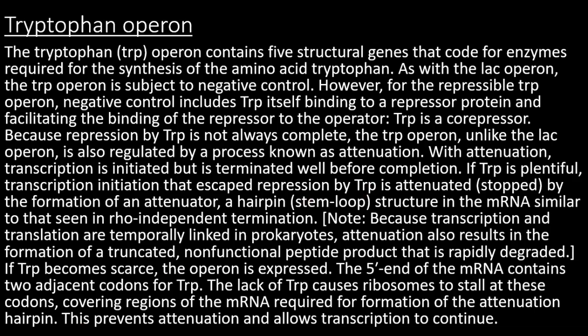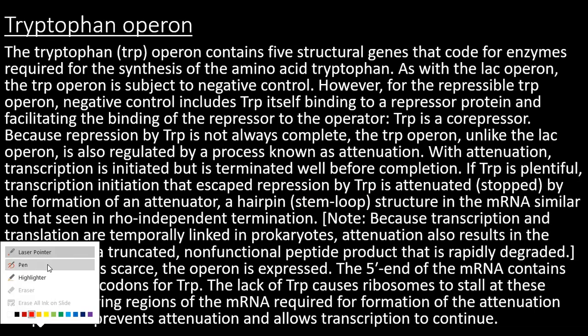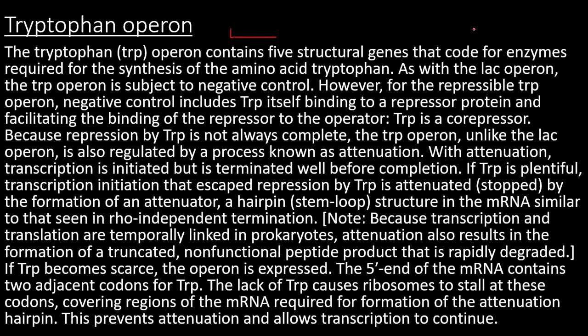Let me try to draw. So let's say this is the DNA. Then here you also have a promoter site, an O site. Then the structural genes, 1, 2, 3, 4, 5. Yes, the trp genes. They are trpE up to trpA.